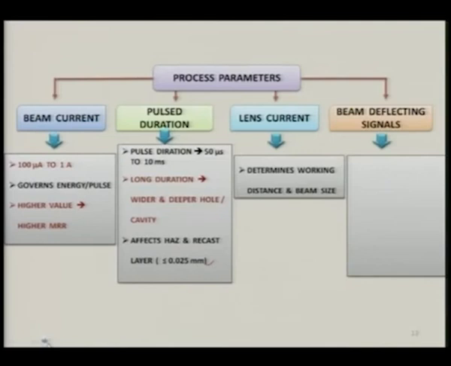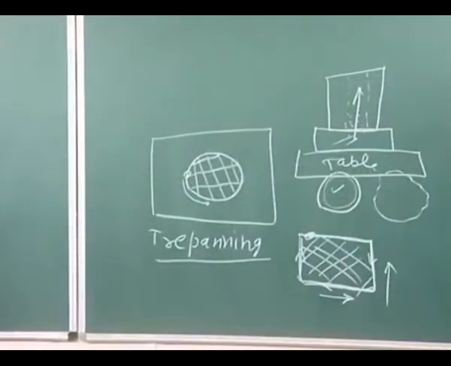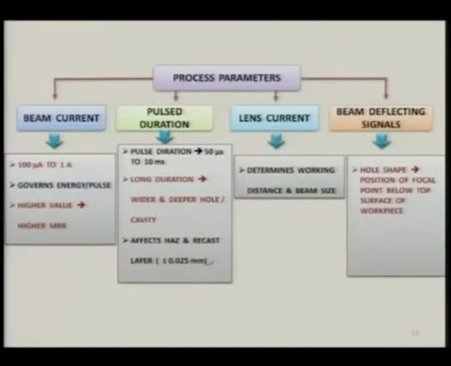Lens current determines the working distance and the beam size, because beam size is going to be governed by the lens current to some extent. Then beam deflecting signal, hole shape, as I mentioned, you can deflect the beam and get different types of holes rather than only the circular hole. So you can utilize this feature. The position of the focal point below the top surface of the workpiece is an important point. You have to check that the focal point is not far away from the surface which is being machined, because if the focal point is far away then you will not get the proper machining efficiency.